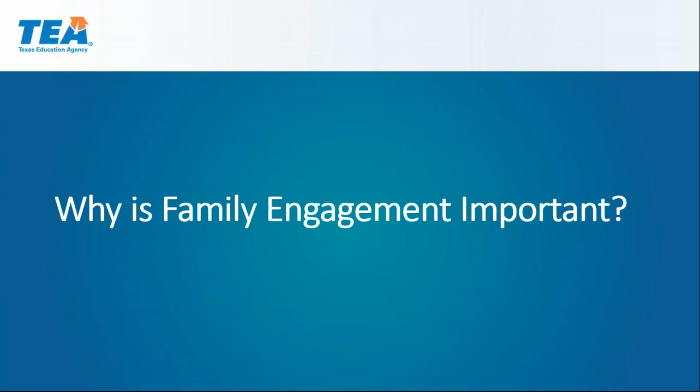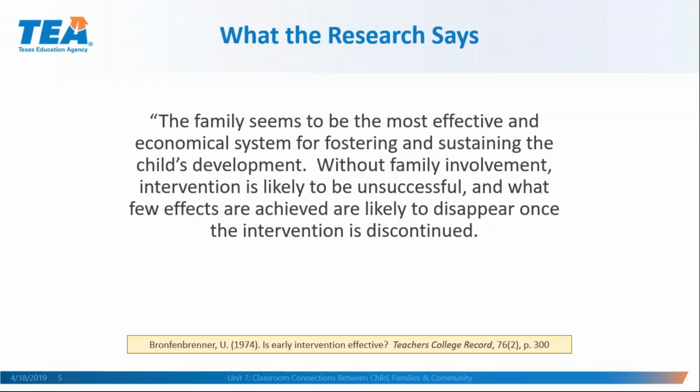Why is family engagement so important? Let's see what the research says. The family seems to be the most effective and economical system for fostering and sustaining the child's development. Without family involvement, intervention is likely to be unsuccessful, and what few effects are achieved are likely to disappear once the intervention is discontinued. Wow.